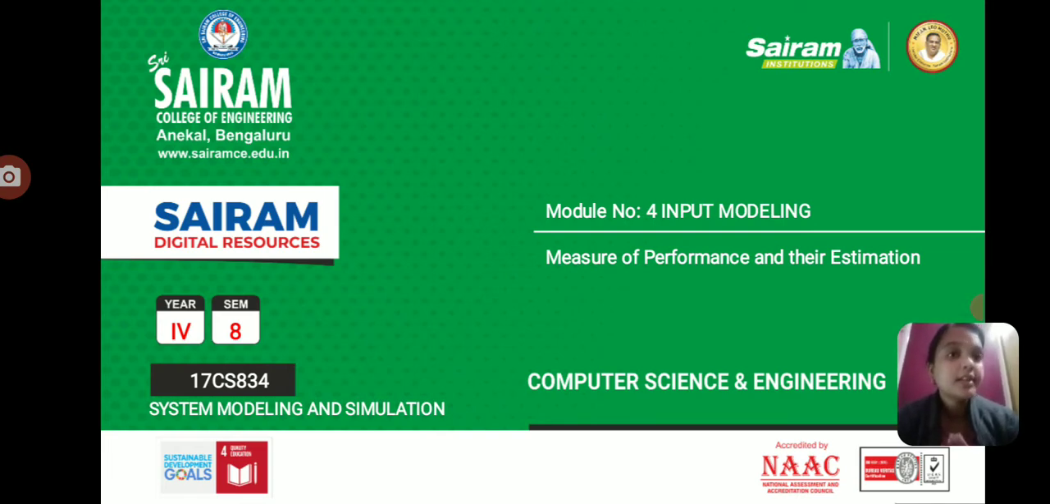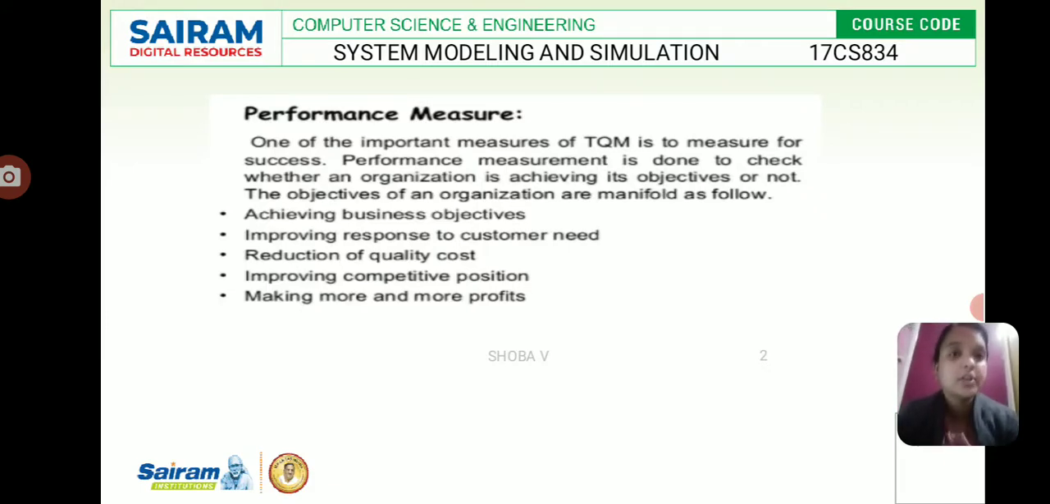Consider the estimation of a performance parameter theta or phi of a simulated system. It is designed to have a point estimate and an interval estimate of theta or phi. The length of the interval estimate is a measure of the point estimate, and the simulation output data are the items called y1, y2, yn for estimating theta. So by using theta or phi, we are going to find out the measure of performance under estimation. Now we will see the performance measure.